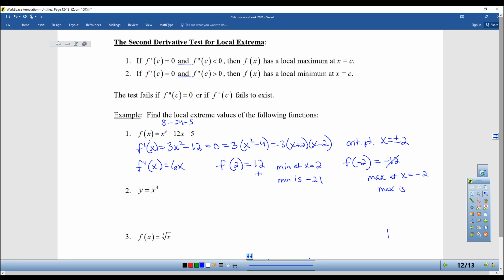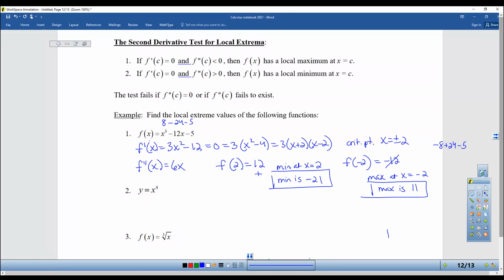what do we get when we plug that in? Negative 2 cubed is negative 8 plus 24 this time, minus 5. So negative 13 is 11. Okay?